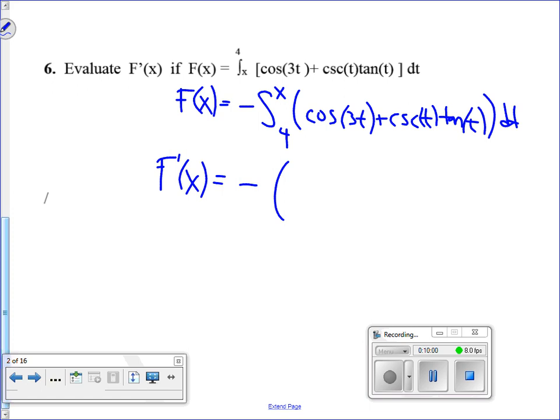So derivative of upper, once again, is 1, plug in upper. So you're just going to get 1 times, which we're not going to write, cosine of 3x plus cosecant of x, tan of x. And that's it. You don't have to do lower because that'd be 0.